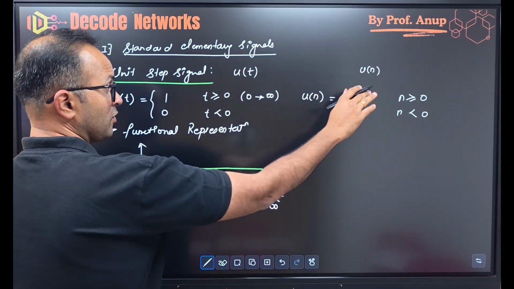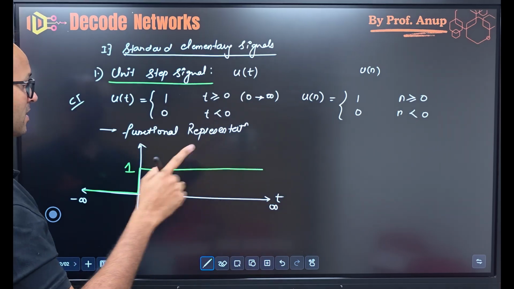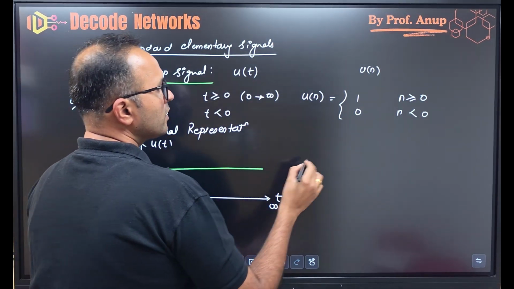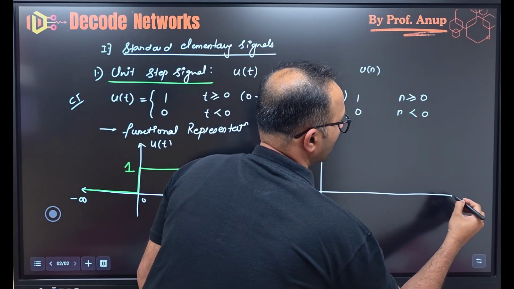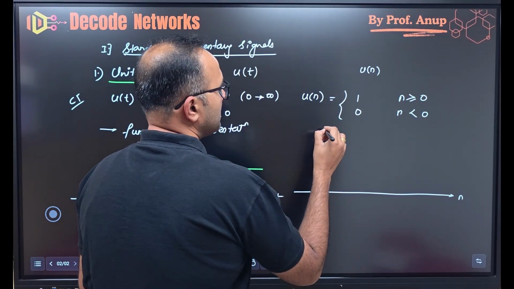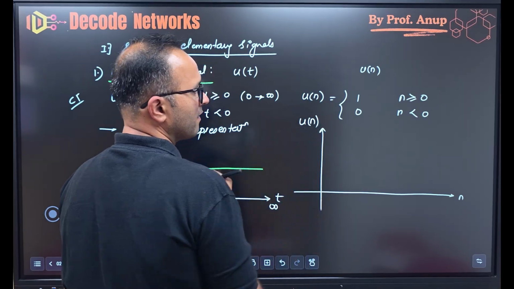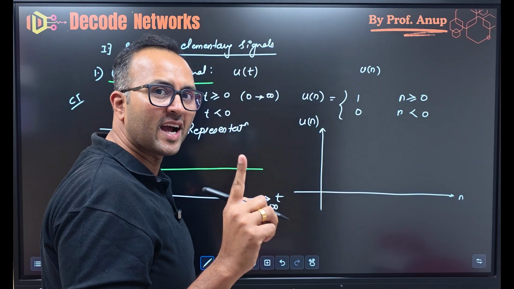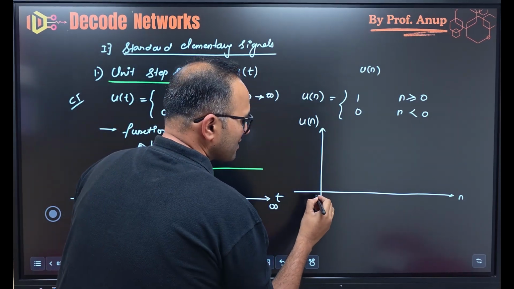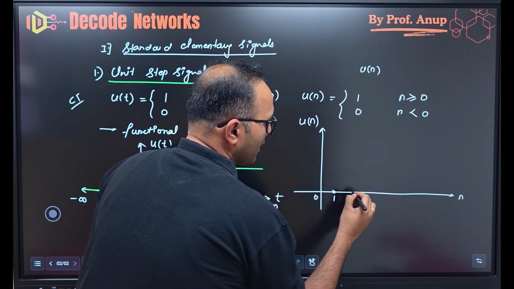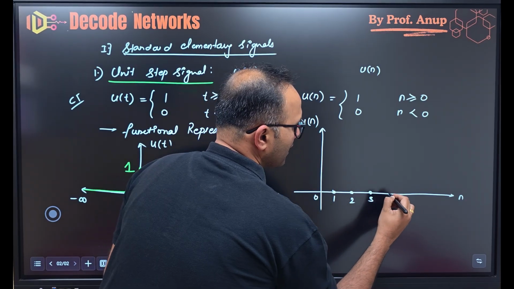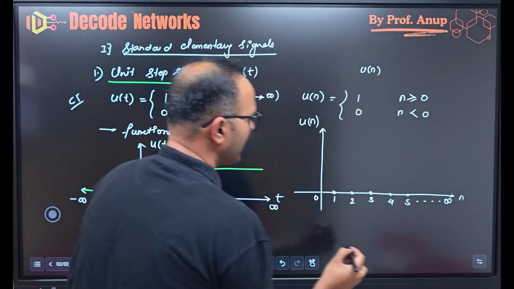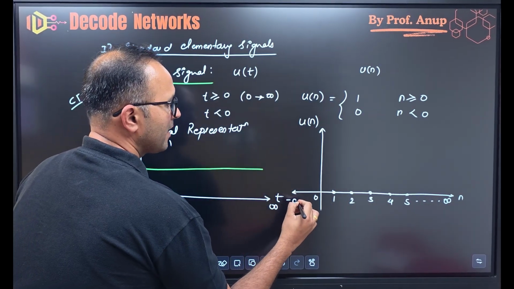Now coming to this, this was functional representation. Most important, I forgot to say, in the y-axis you have to write U of t. Coming to the DT version, what you will do? This is n, this is U of n, right? We have DT version. DT version means only at discrete time. So let's write the time first: 0, 1, 2, 3, 4, 5. In the similar way, it will go to infinity, and also it will come from minus infinity.